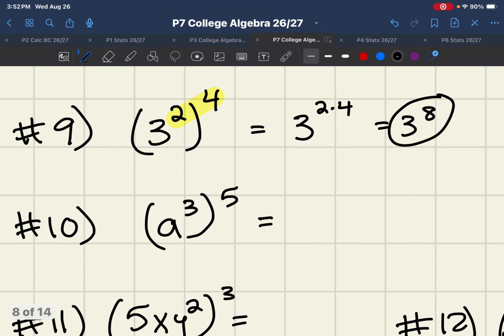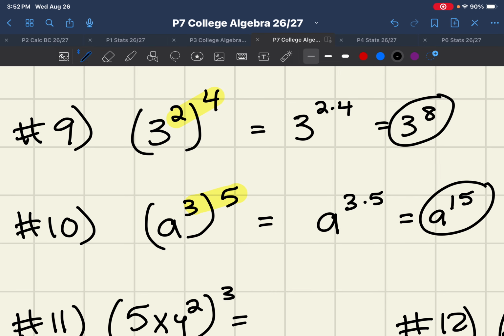Same if our base is a variable. We still are multiplying those powers together. So this becomes a to the power of 3 times 5, which is a to the power of 15.